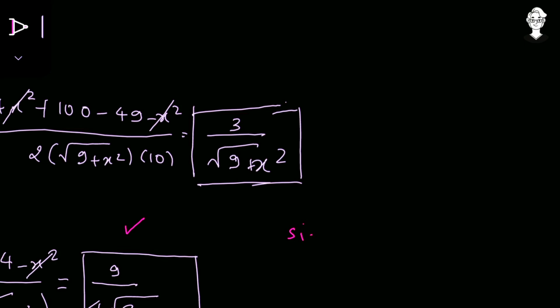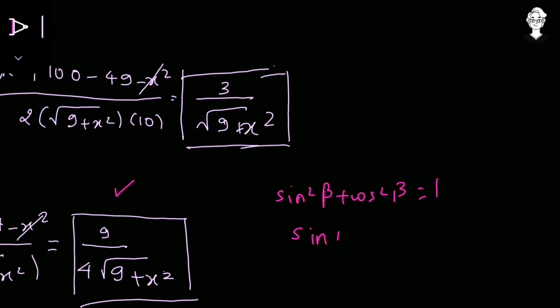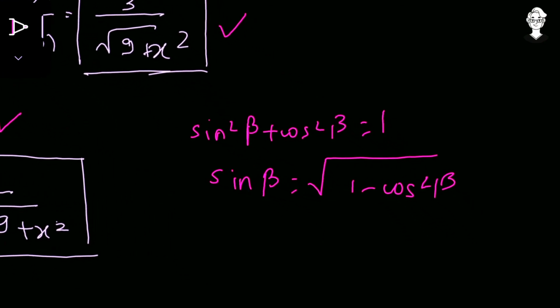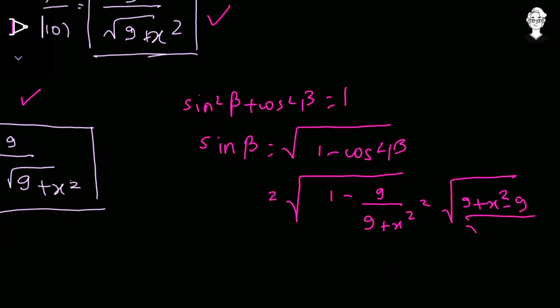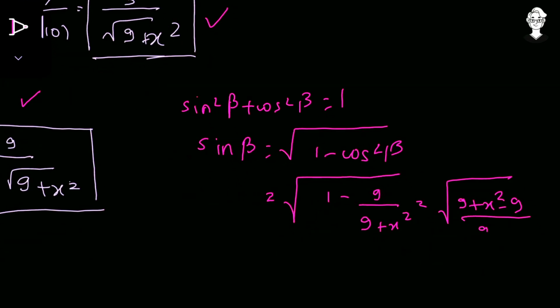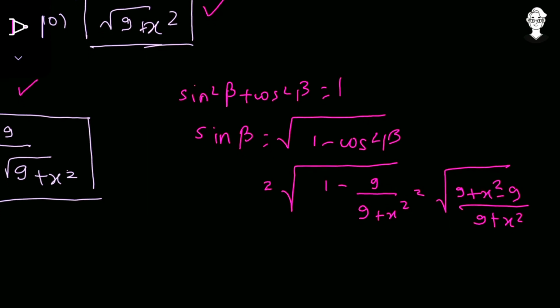Remember that sine square theta, or we can say sine square beta plus cos square beta is equal to 1, the universal identity. So from here I can have that the value of sine of beta is square root of 1 minus cos square beta. I have the value of cos of beta, I can put that over there as a square. So 3 upon square root of 9 plus x square, the whole square becomes 9 upon 9 plus x square. So this gives me square root of 9 plus x square minus 9 upon, only single times, so without any radicals, 9 plus x square.